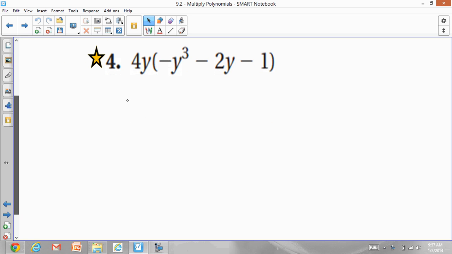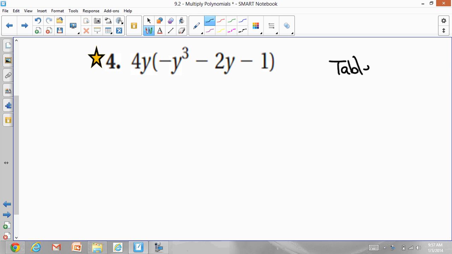So step number 1, you have 4y, which is outside the parenthesis, and you have something inside the parenthesis. So you're going to apply the distributive property. One method I'm going to use is called the table method. Now this table method is a method that you will use consistently all throughout to multiply polynomials.